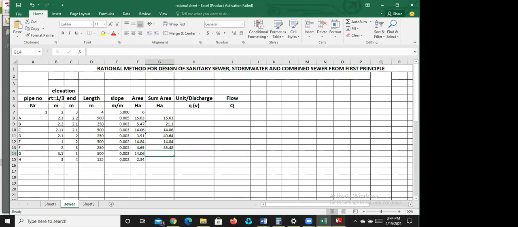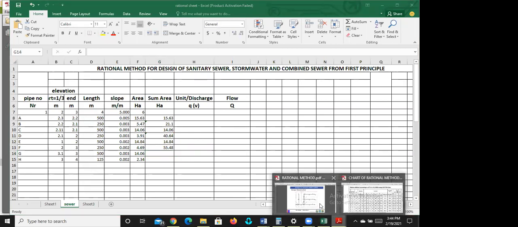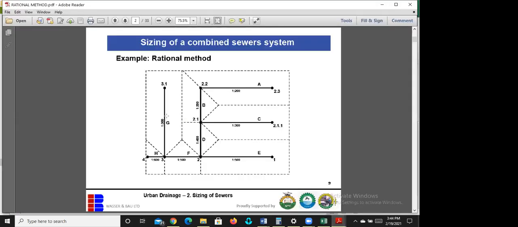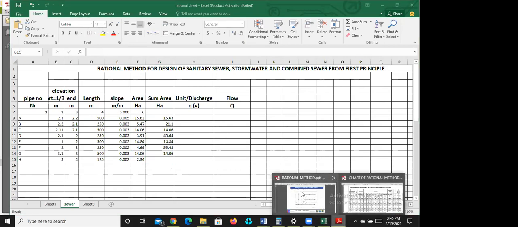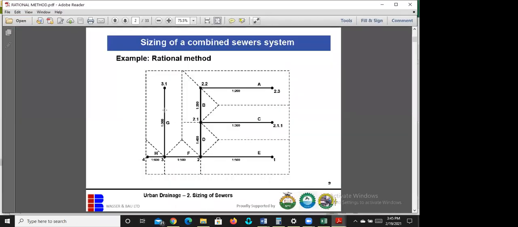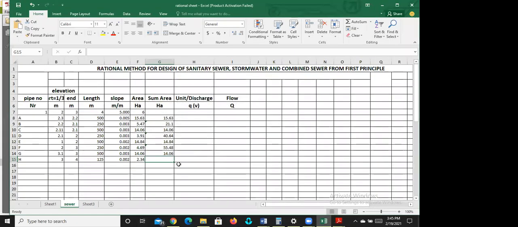How about G? This is G. G is on its own, so G will just be itself. And then finally, H. H will now be F plus G. H is now F plus G.